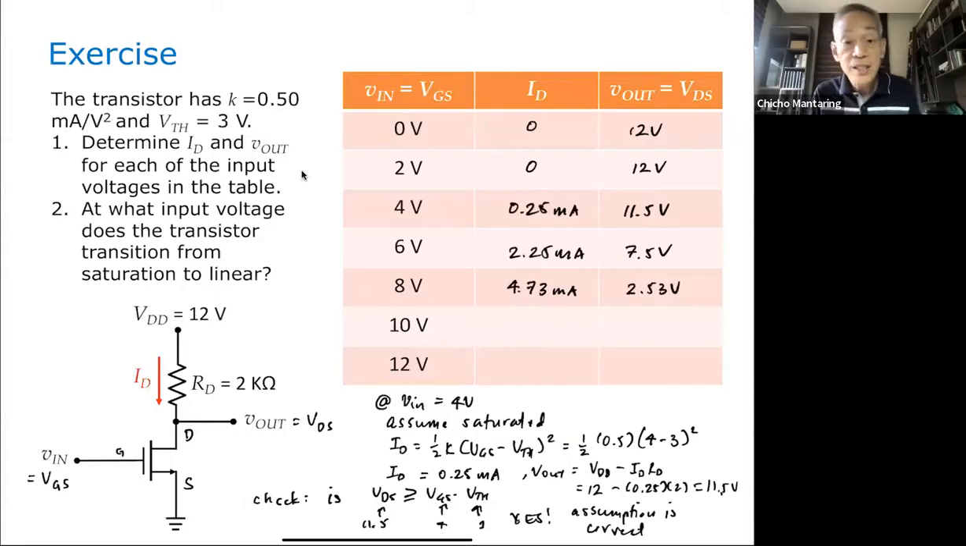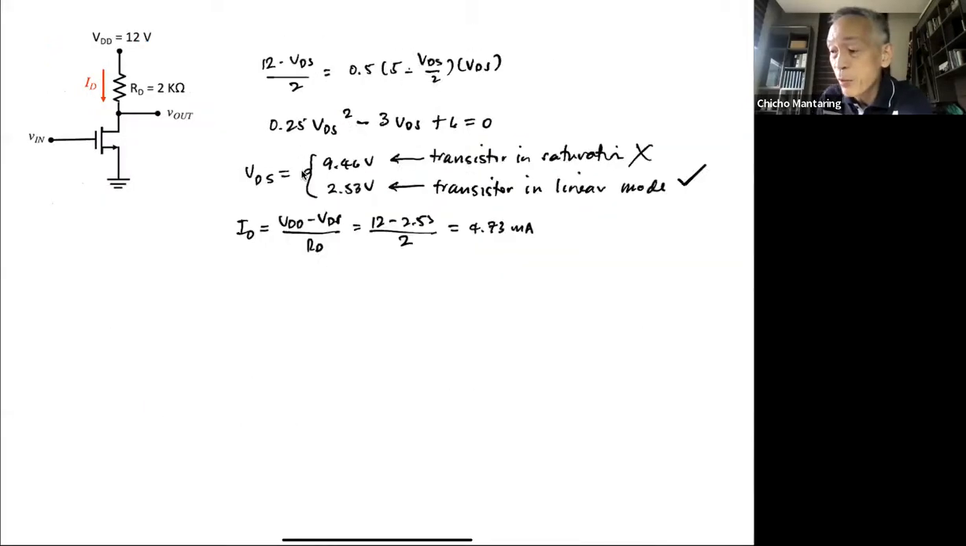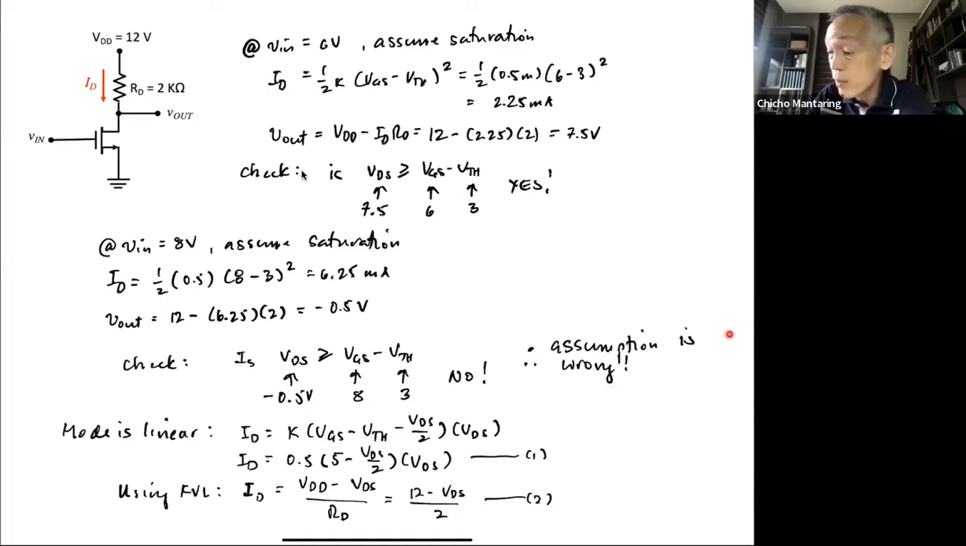Are there any questions? So I'm pointing out the importance of checking. That's what I want to point out here. You have to check that your assumption is correct. So here we saw that the assumption is wrong, so we had to shift to linear mode.